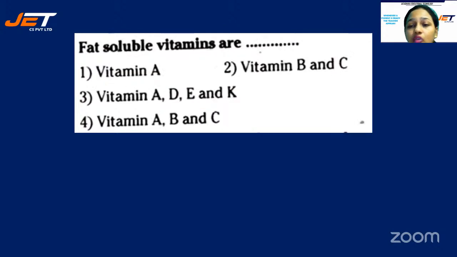Next question. Fat soluble vitamins are number 1, vitamin A, number 2, vitamin B and C, number 3, vitamin A, D, E and K, number 4, vitamin A, B and C. Quickly tell me this answer. This is a very important question. Fat soluble vitamins, water soluble vitamins. These are very important questions. So, which are fat soluble vitamins?